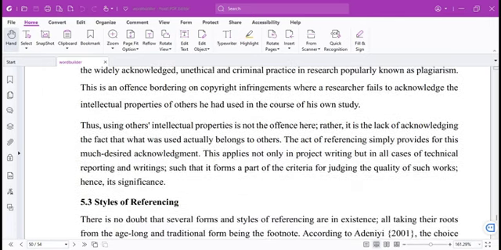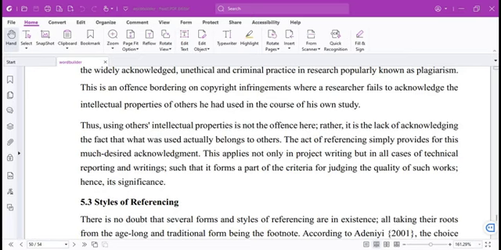Thus, using others' intellectual properties is not the offense here. Rather, it is the lack of acknowledging the fact that what was used actually belongs to others. You can't make reference to somebody else's work and then begin to claim that it is you that did the work. So when you make reference, you acknowledge the person. The offense is not in making the reference. It's a normal thing. No man is an island. No man knows it all.